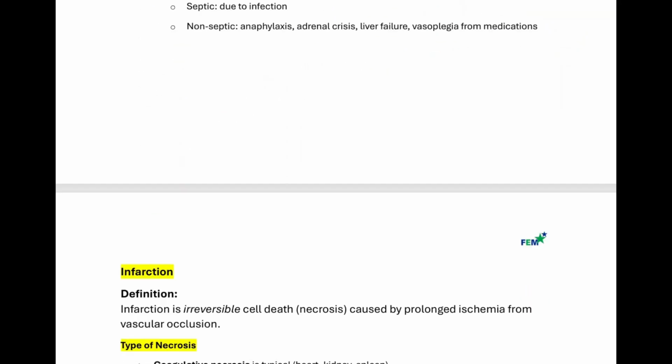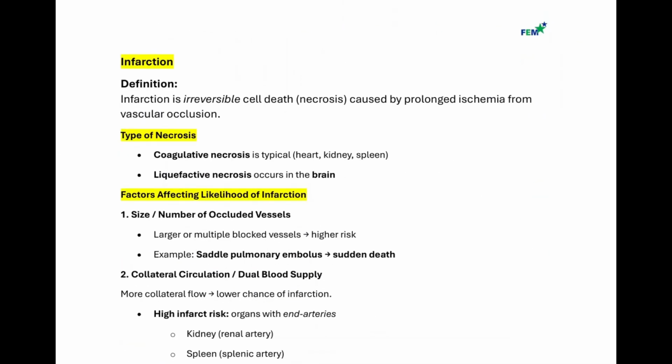So moving on, guys. Now we're done with ischemia. So let's talk about infarction. By definition, what's infarction? Infarction is irreversible cell death or necrosis caused by prolonged ischemia from vascular occlusion. And remember what we discussed under necrosis in the previous lecture.